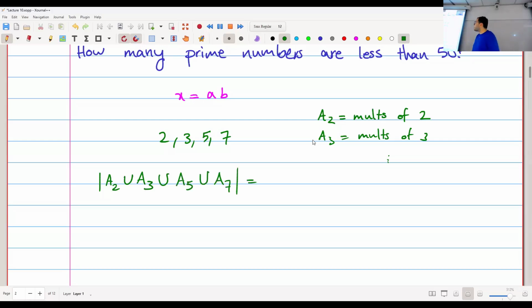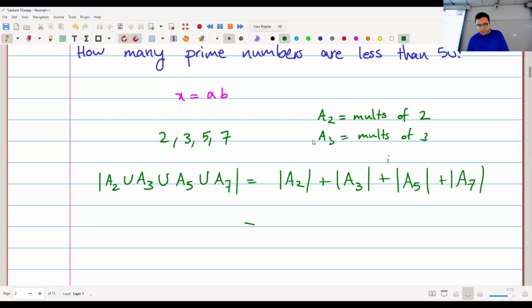Okay. So if I take all the numbers that are multiples of any of these 4, how many numbers do I have? Okay. Now I know how to find this, right? So this is, again, inclusion exclusion. I just have to add all the sizes of single sets, A5, A7, and then I have to subtract intersections of 2 sets.